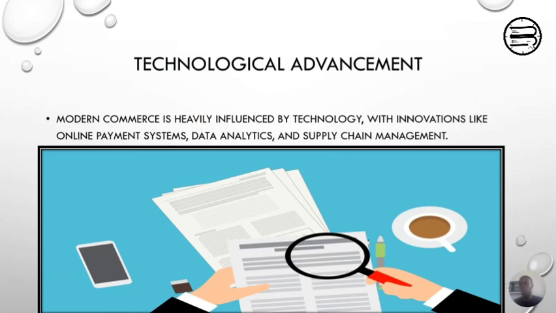Then you have to look at technological advancement. It plays a pivotal role in the modern way of doing commerce. Commerce is heavily influenced by technology, with innovations like online payment systems, such as PayPal and Pay Now, data analysis, and supply chain management. They are all crucial elements in the technological world you are living in, because as you know, technology is dynamic and ever changing. We need to be able to cope with the way technology is moving. Even the use of AI, artificial intelligence, has changed and revolutionized e-commerce and even commerce itself. So that's what we mean by technological advancement.